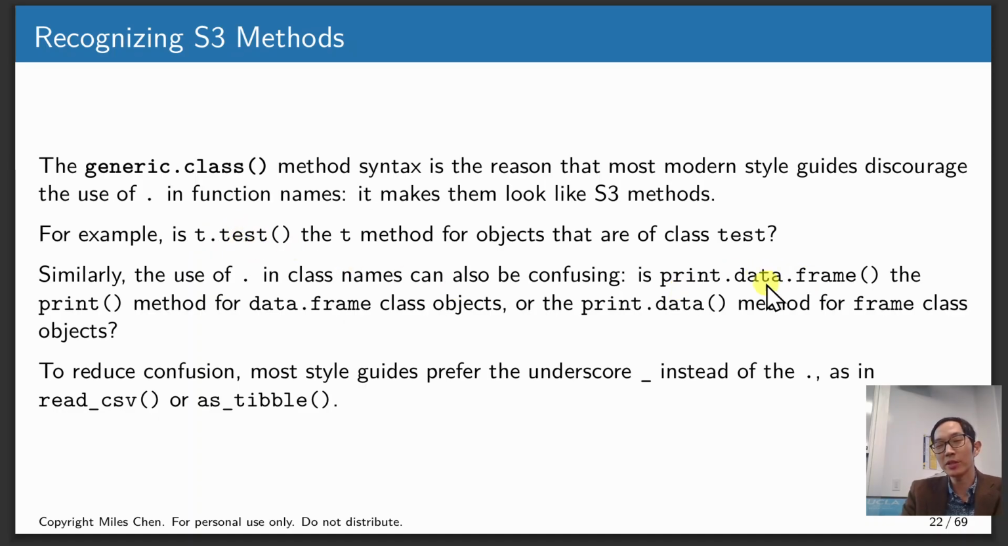Okay, we also have data.frame, and so the method to print data frames is print.data.frame. But this could be confusing because somebody could say, oh, is there a print.data function or print.data method for class frame? Okay, and we know that's not the case, but the way it's written, it could be confused as that. We know there's a data.frame class and there's the print method, but this is a little bit ambiguous, okay? So most modern style guides will say use an underscore rather than the dot to avoid this kind of confusion.